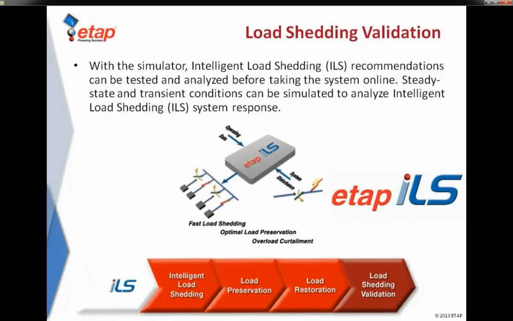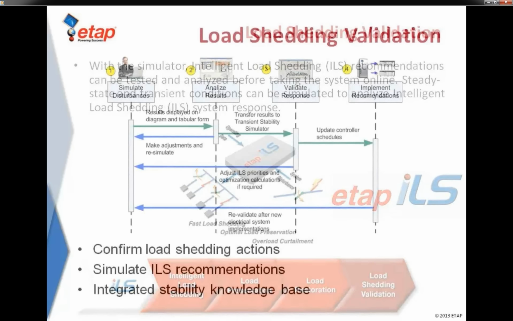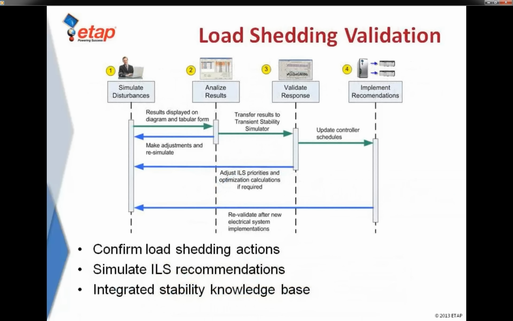The ILS priorities can also be adjusted as we go to validate the response. We can also see what the effects are on the total electrical system. So in summary, we can confirm the load shedding actions, simulate the ILS recommendations, and then integrate a very comprehensive stability knowledge base to make sure that the load shedding recommendations will not cause undesirable results once the system goes online. To summarize the key features of ETAP-ILS, it has complete user-defined load priority tables.